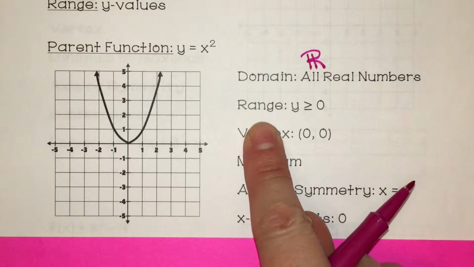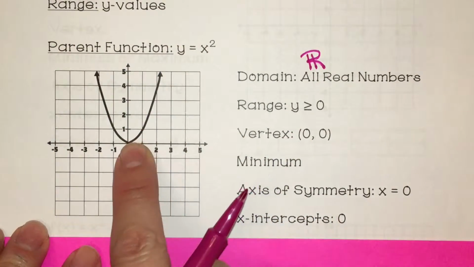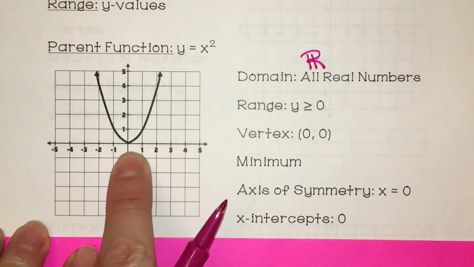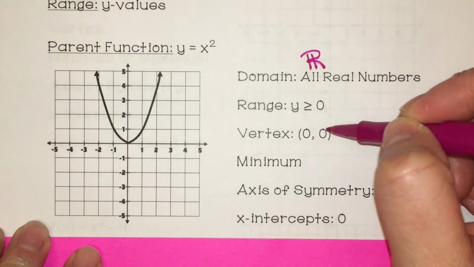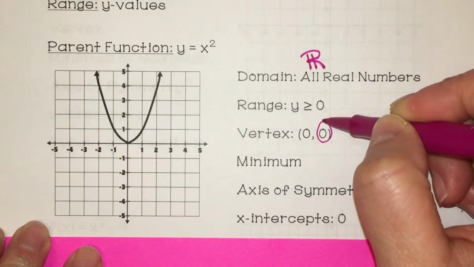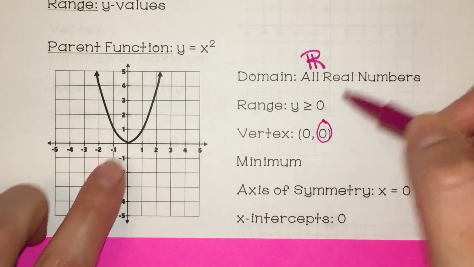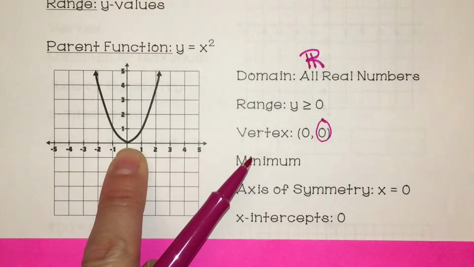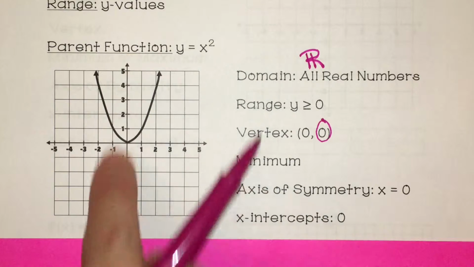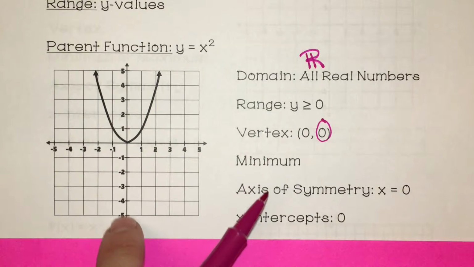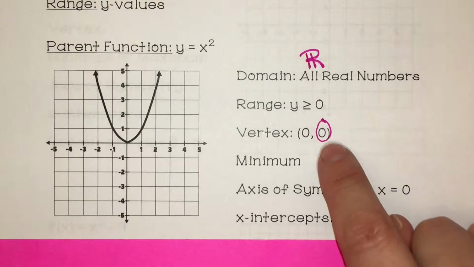Range is y. So on this graph, we can see that it's going to continue going up forever, but this is the lowest point. So your vertex, which is the lowest point, helps you identify the range. So you're always going to look at the y value of the vertex to identify the range. In this case, it's 0. So I know that in this graph, y is always going to be greater than or equal to 0 because it's never going to drop down into the negatives for any y values. Okay, always look at that vertex.